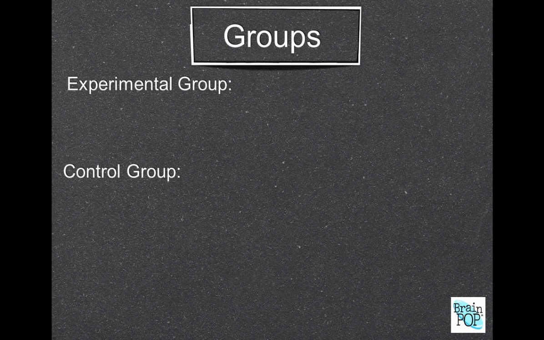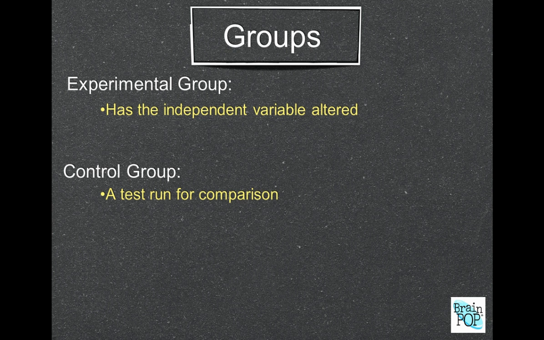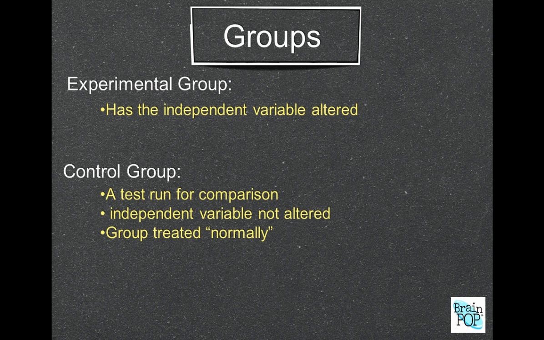We call one of those groups the experimental group, or sometimes more than one, and the other group is called the control group. The experimental group is the group where you change the independent variable. You alter it. You gave them more vitamin C, or you changed the color of the light. And then you have the control group. The control group is the group you use as a comparison, kind of like a baseline. You could think about it as the group you just sort of treat normally. You don't alter the independent variable.